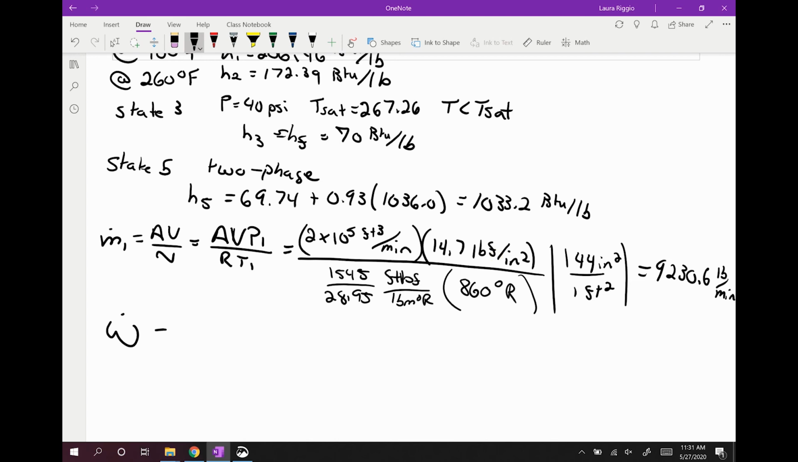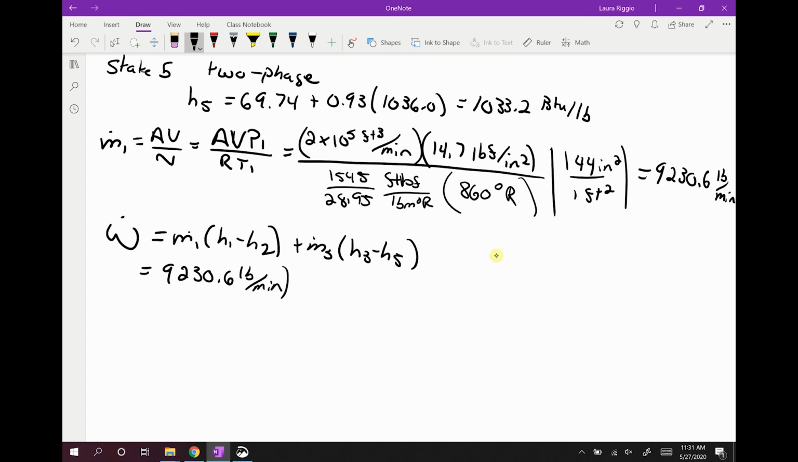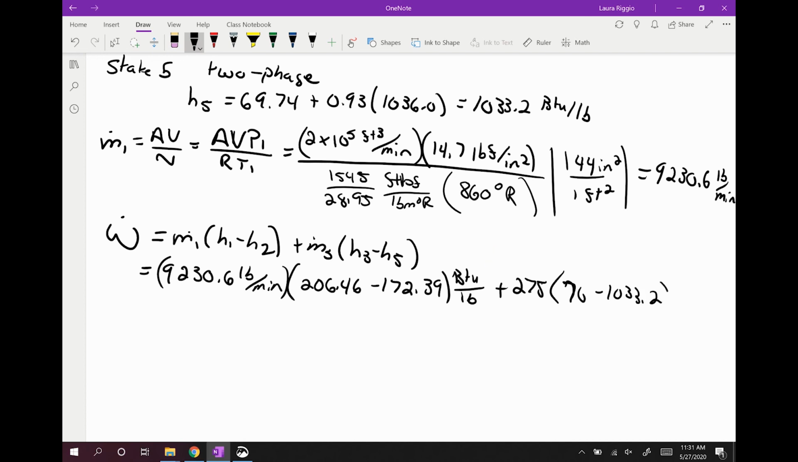So our work is equal to, again, our mass flow rate 1 times H1 minus H2, which is our mass flow rate of 3 times H3 minus H5, which is equal to 236 times 206.46 minus 172.39. So our work is equal to 49,610 BTUs per minute.